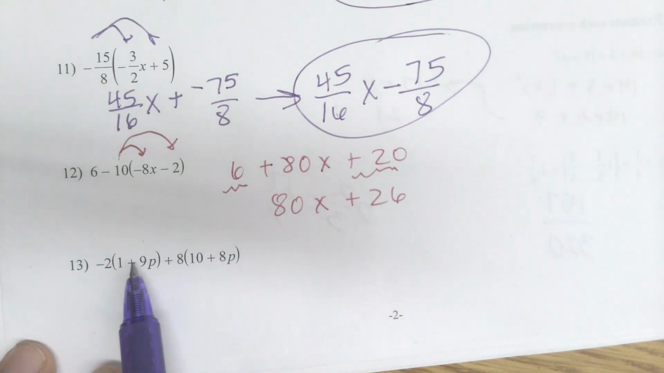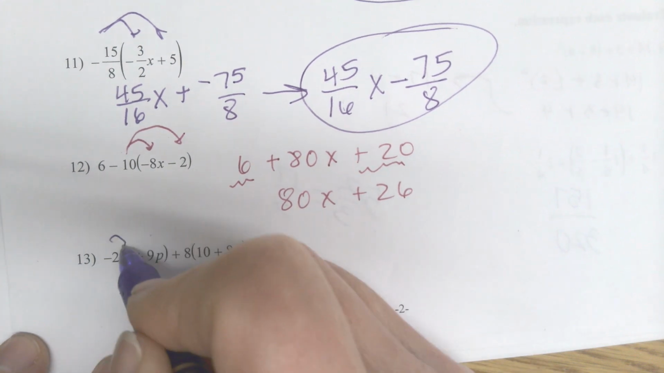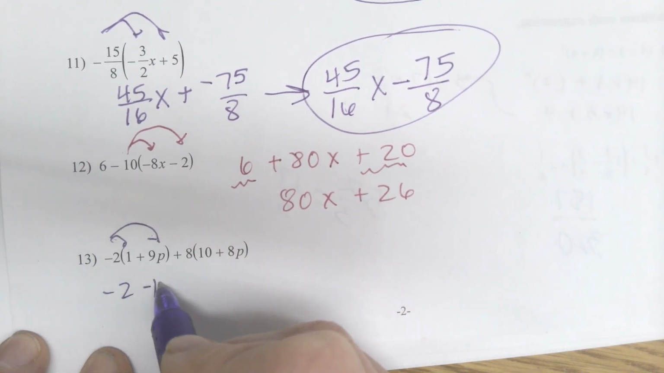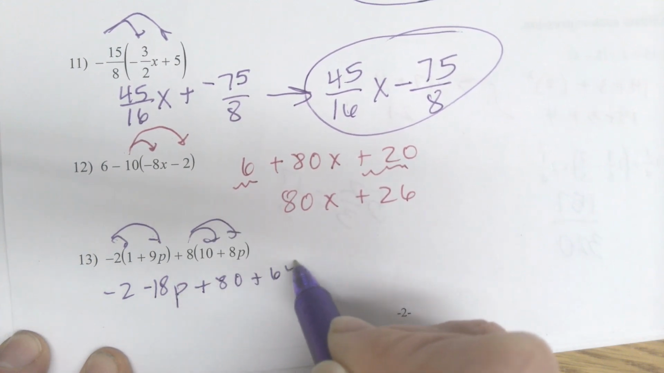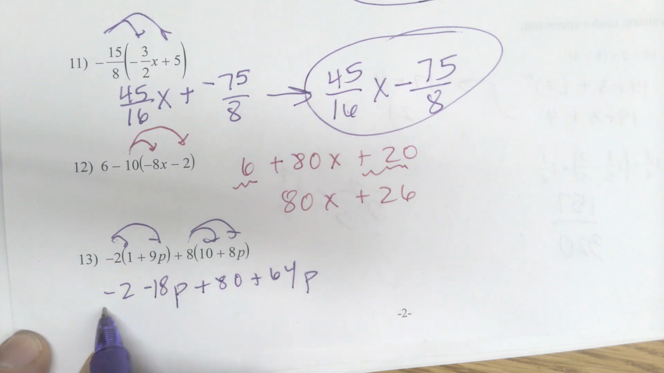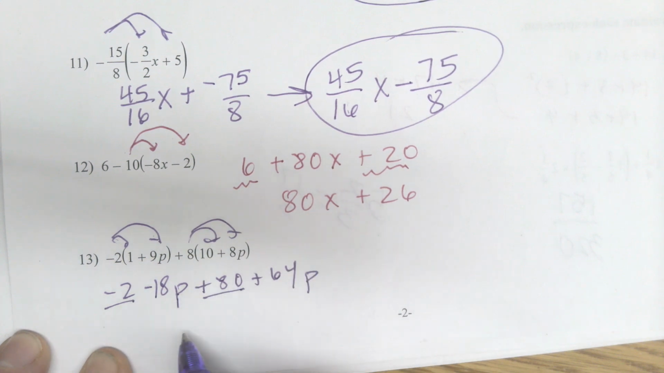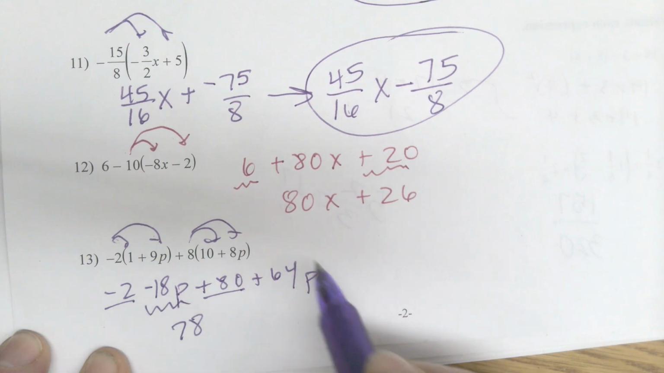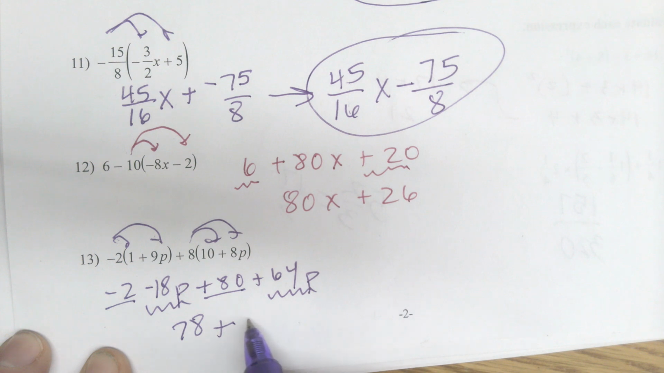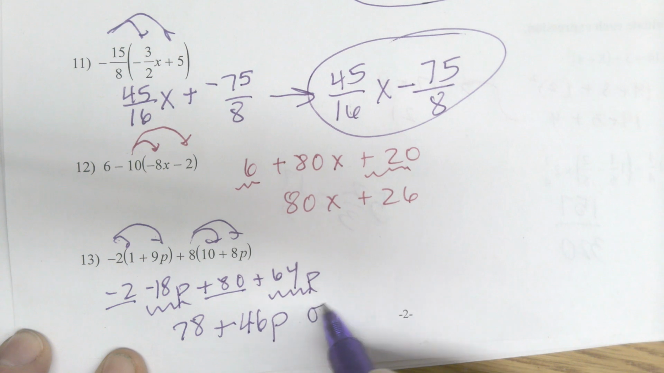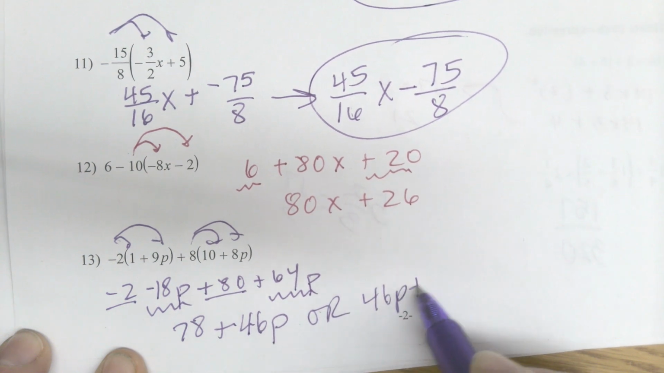Again, multiple choice. Here I have a double distribute. Distribute the first, -2 minus 18p. Distribute the second, plus 80 plus 64p. And then combine like terms. -2 plus 80 would be 78. -18p plus 64p would be plus 46p, or this could be 46p plus 78.